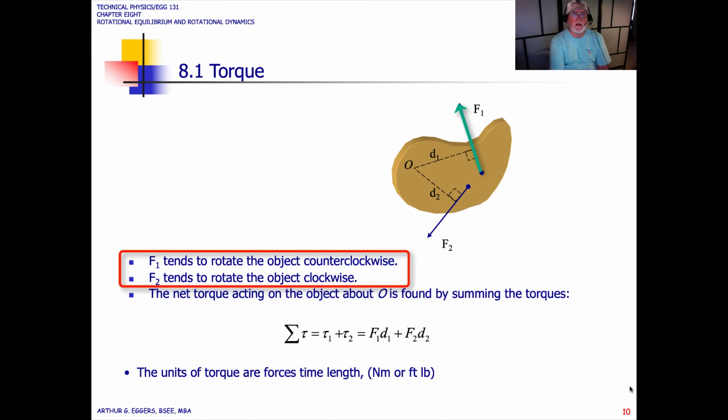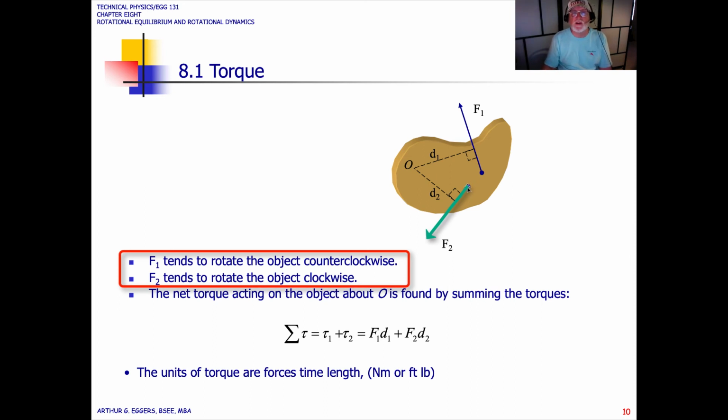So in rotational dynamics, what we need to do is look at all of the forces applied to an object. In this case, we've got an irregularly shaped object to which we apply two forces, F1 and F2. You'll notice that they are pretty much opposing, but the amount of torque applied will be determined by force times length times sine of theta. F1 tends to rotate the object counterclockwise. Force 2 tends to rotate the object clockwise, the opposite direction.